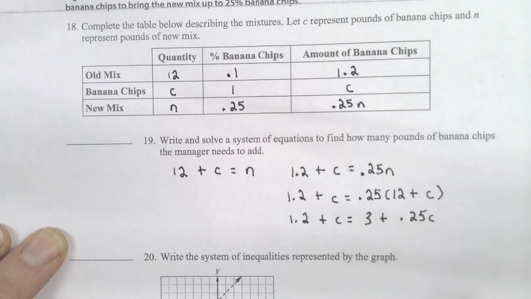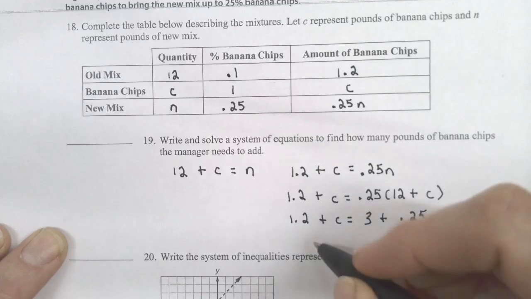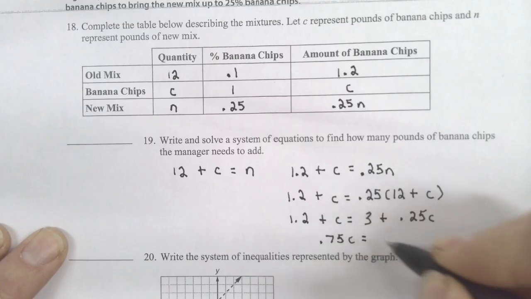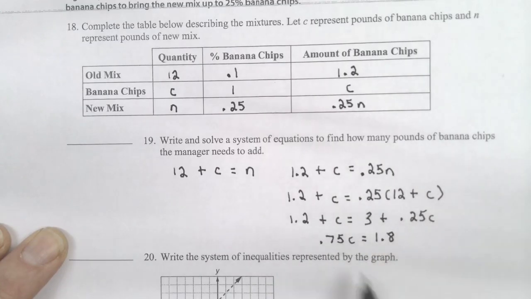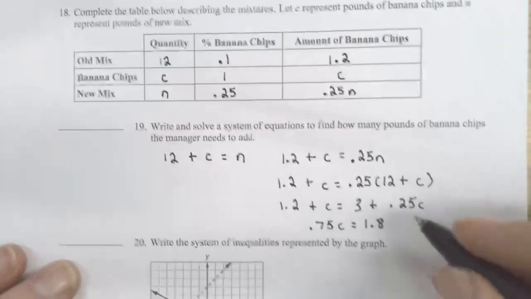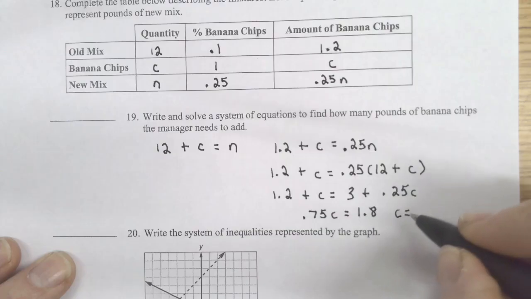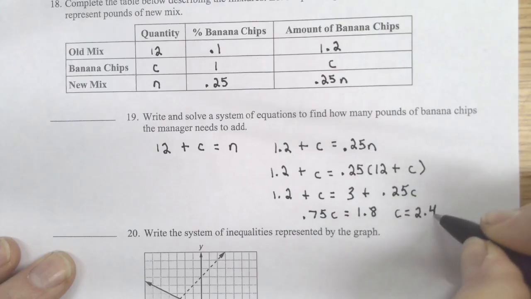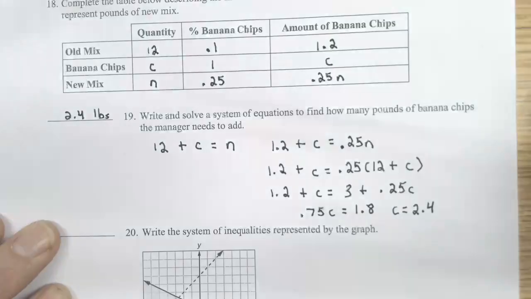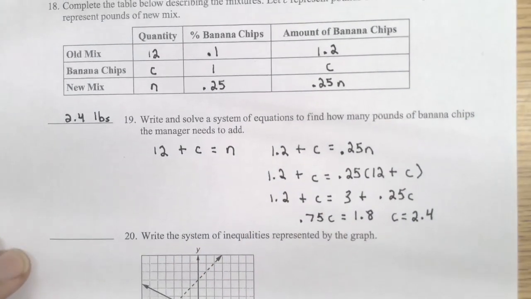What we would eventually end up with, if I subtracted 0.25 C from this side and subtracted 1.2 from 3 on this side, I would end up with 0.75 C equals 1.8. And if you solve that for C, which hopefully you can do now without too much trouble, C would equal 2.4 pounds. And so that's what needs to be added to the mix. We need 2.4 pounds of banana chips to be added to get 25% in the new mix.